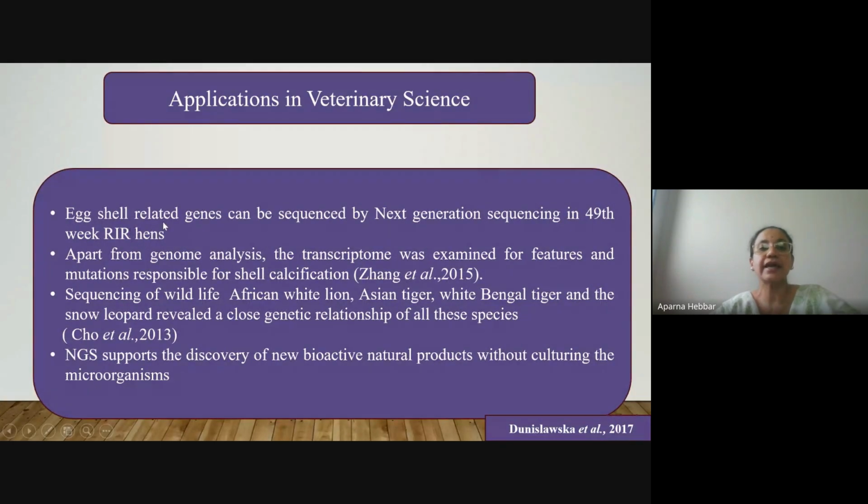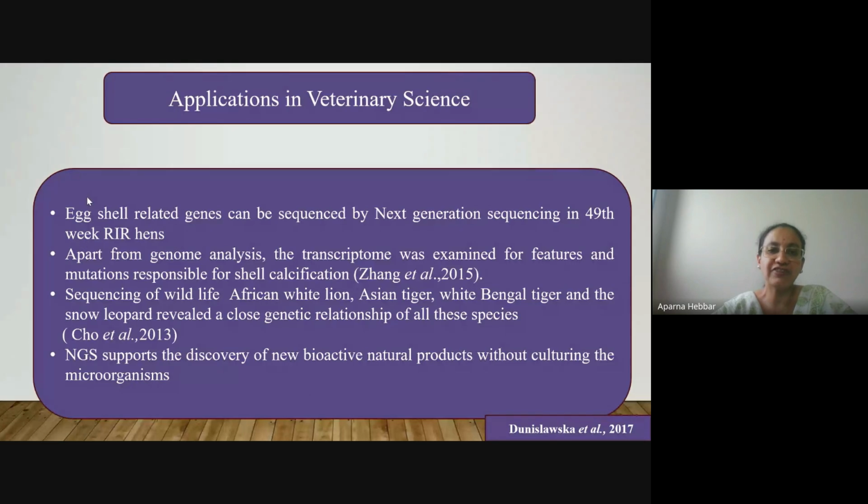Then, coming to the continuation of applications in veterinary science, eggshell-related genes can be sequenced by NGS. This has been done in 49-week-old Rhode Island Red hens. The calcification of the shell and its pattern, and whether any mutation, any changes, any transcriptomic changes are responsible, all that can be done by NGS.